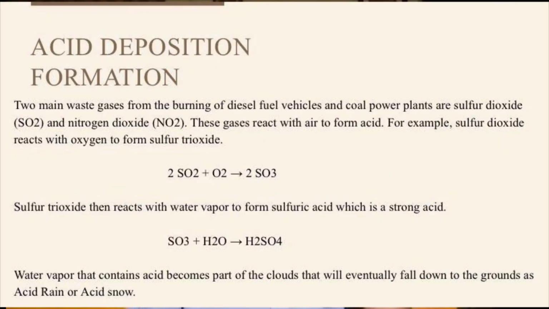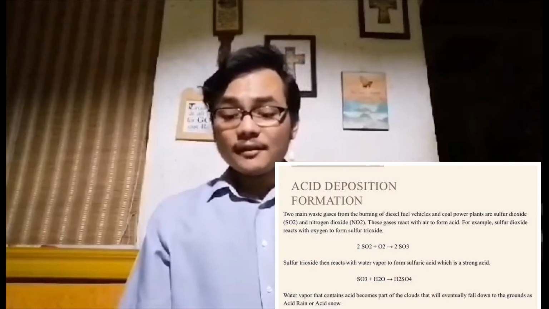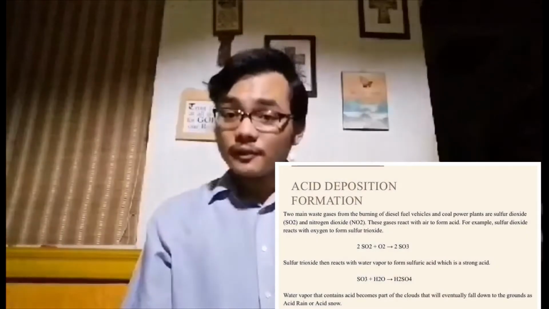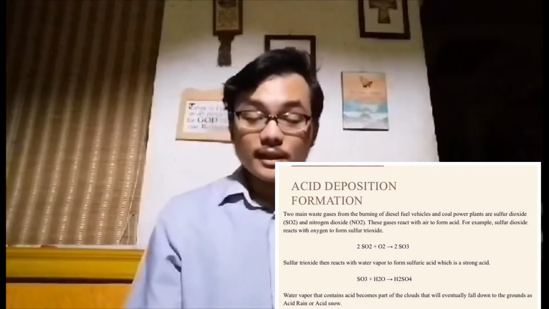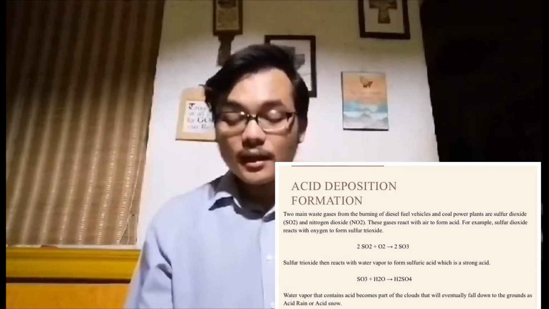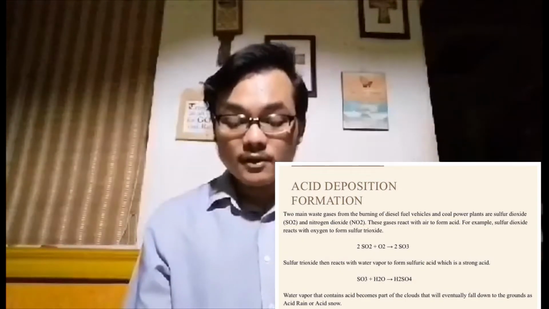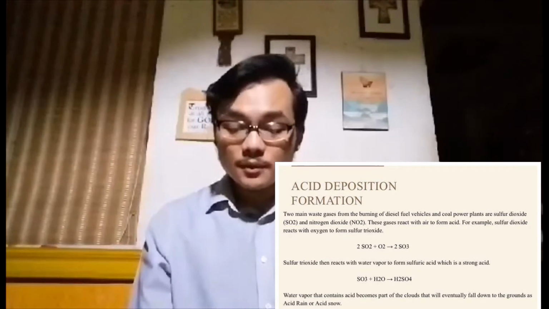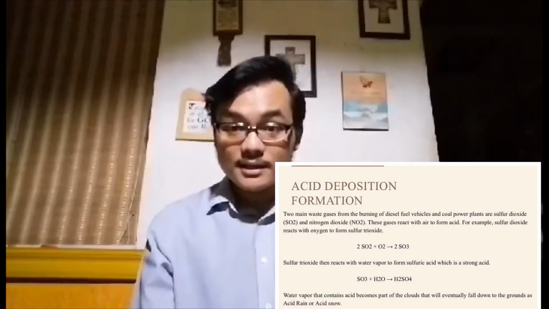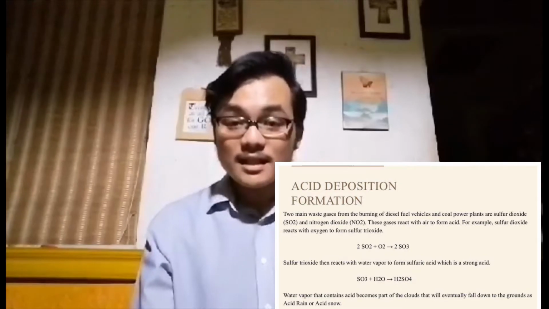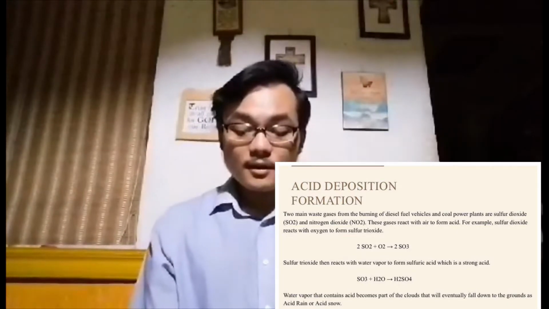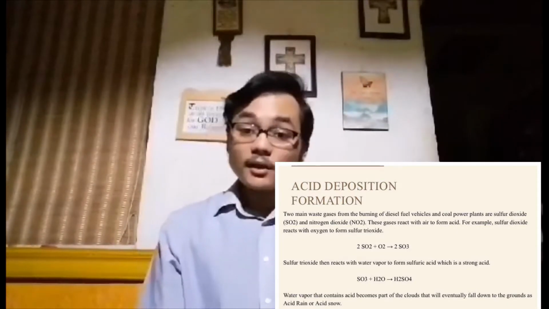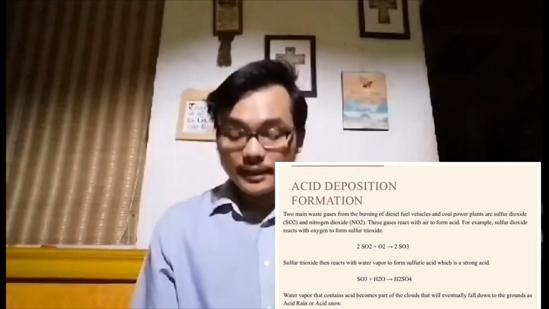So now let's move on to acid deposition formation. The two main waste gases from the burning of diesel fuel vehicles and coal power plants are sulfur dioxide, SO2, and nitrogen dioxide, or NO2. Sulfur dioxide is formed from natural means such as volcanoes and industrial processes such as the burning of fossil fuels. Nitrogen dioxide is also produced in the high temperatures of lightning strikes and in the combustion chambers of power stations and motor vehicles. These substances can rise very high into the atmosphere, where they mix and react with water, oxygen, and other chemicals to form more acidic pollutants.